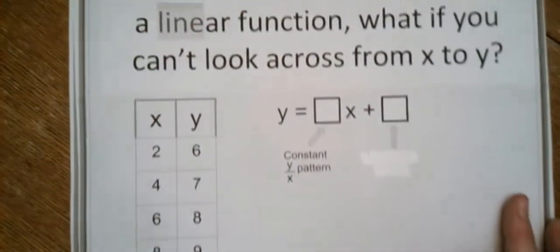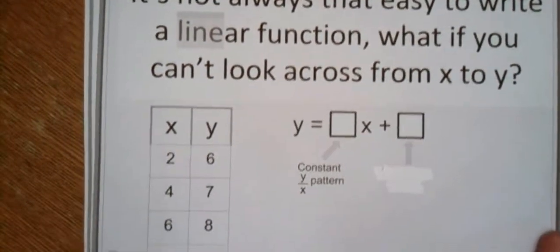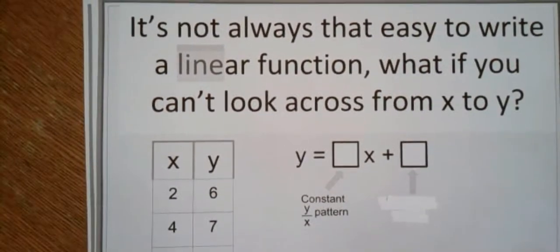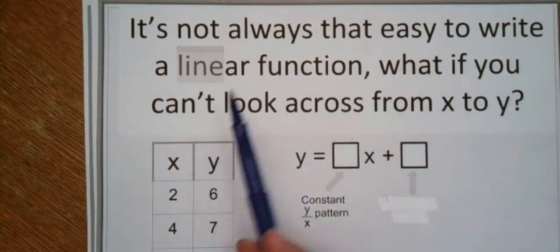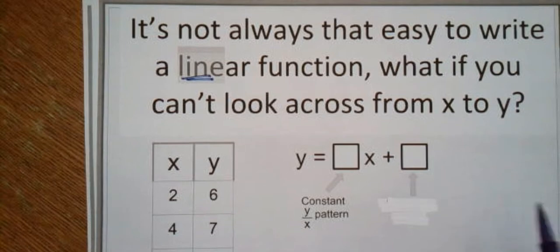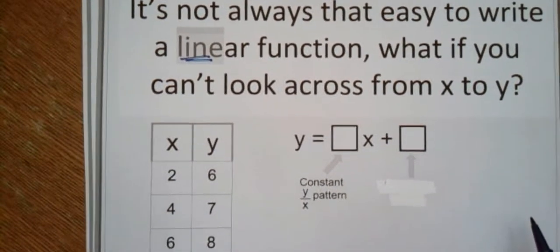Let's take a look at another one here. In this case, with the table I'm about to show you, it's not that easy to write a linear function rule because you can't always just look across from x to y.